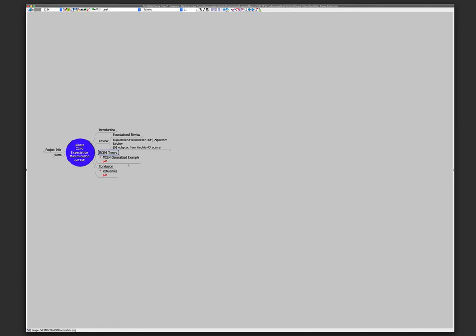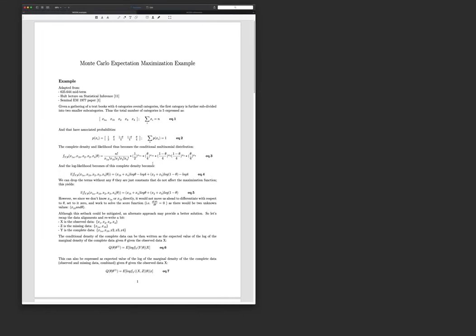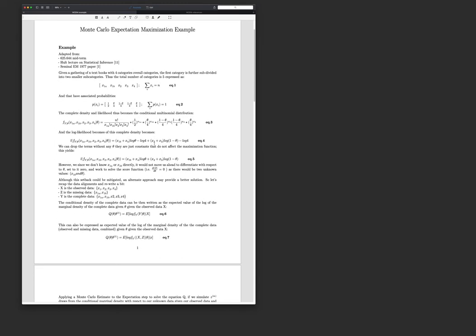Now let's go over to the generalized example that I'd worked through. This one is inspired somewhat from the midterm, a little bit from one of the lecture notes from one of the professors, and partly from the seminal EM paper from 1977. I'll go through the theory first, and then we'll go through a little bit of the implementation.